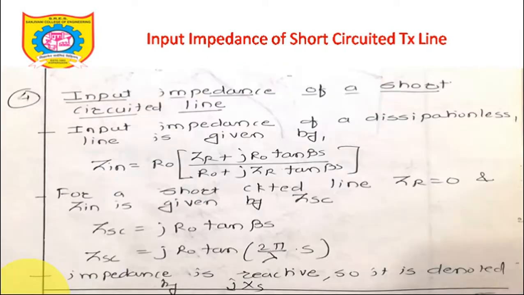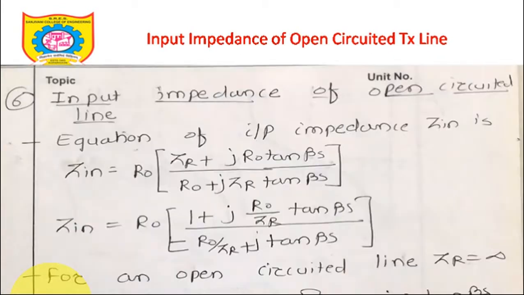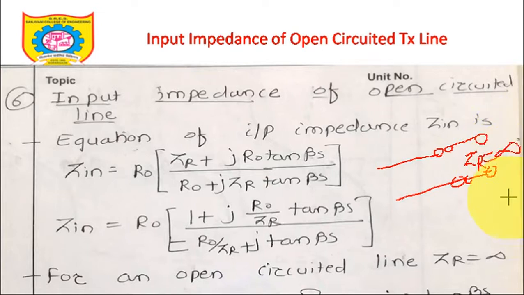So what we have understood from this is that the input impedance of a short circuit line is reactive in nature, not resistive in nature. Similarly, the input impedance of an open circuit line. Now if it is a transmission line which is open circuited, you need to tell me the condition. Let's say this is an open circuit line which is not connected. So what will be the value of ZR? ZR will be equal to infinity, because for an open circuit line the load impedance ZR is equal to infinity.